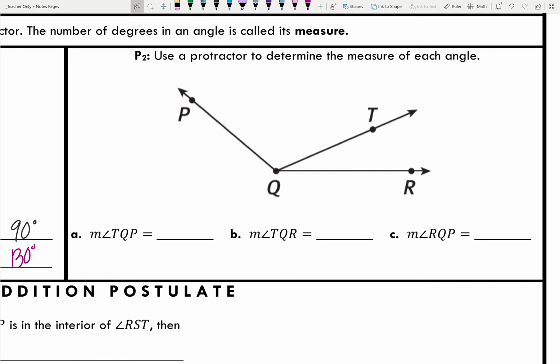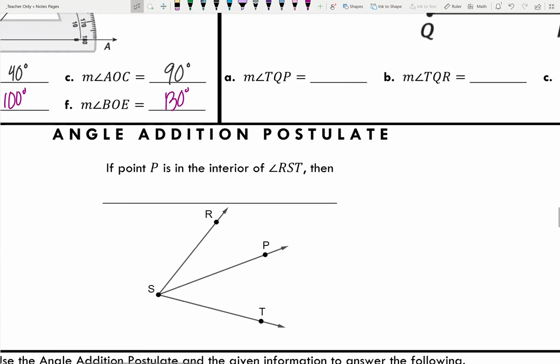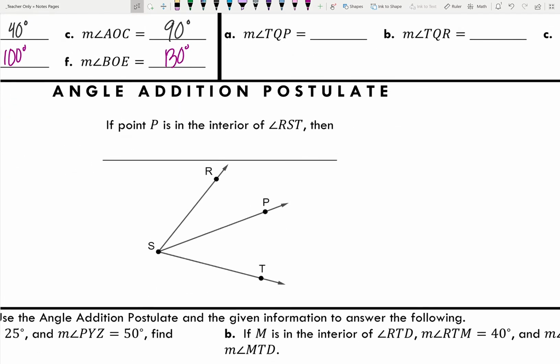All right, so we're going to move on to the angle addition postulate. Our angle addition postulate is very similar to the segment addition postulate, except that we deal with angles rather than segments. So let's get started with what it is.